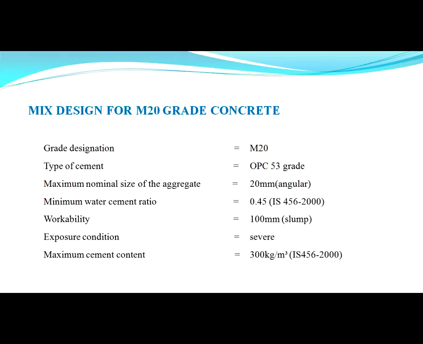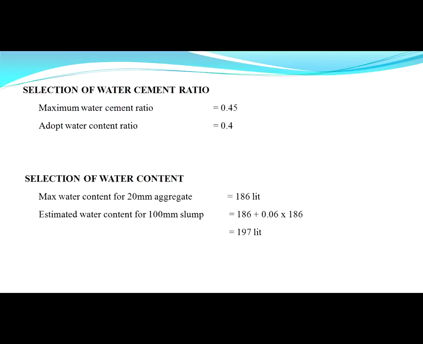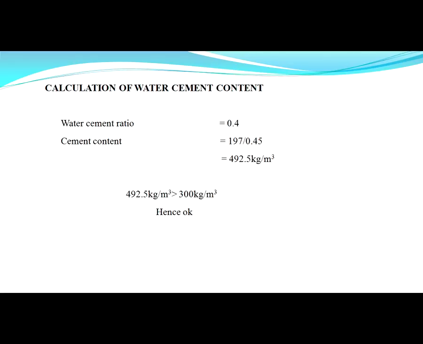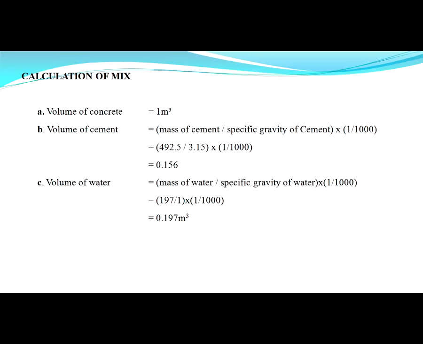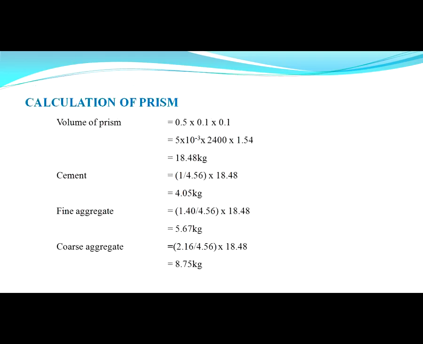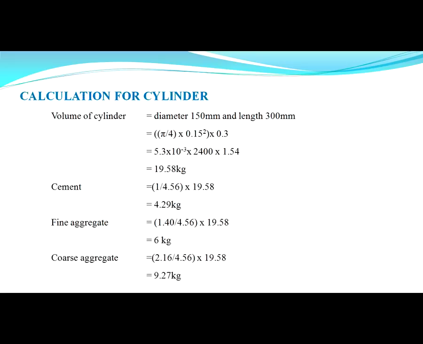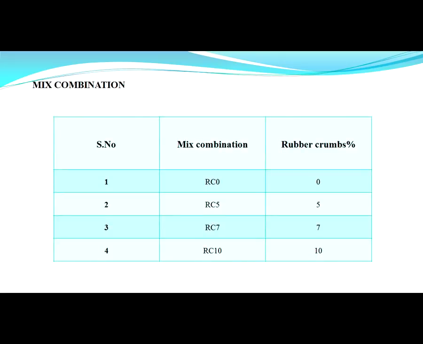By the calculations of water cement content, the water cement ratio is 0.4. Cement content is 197, so totally 492.5 kilograms per meter cube, which is less than 300 kilograms per meter cube, so it's okay. Calculation for the cubes. Calculation of a prism. Calculation for cylinder. Mix combinations are shown in these tabulations.